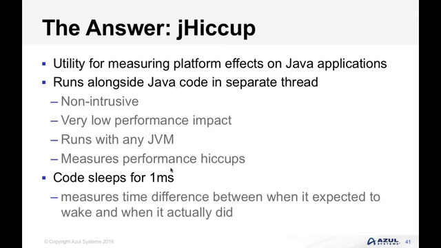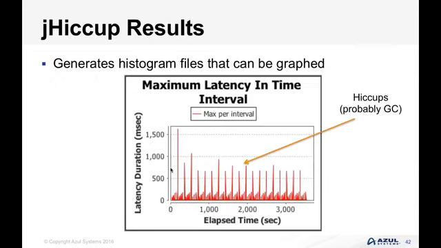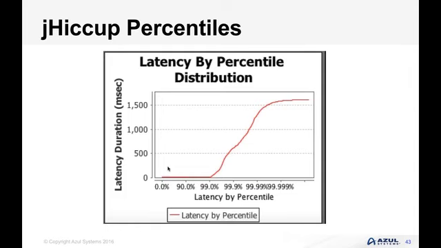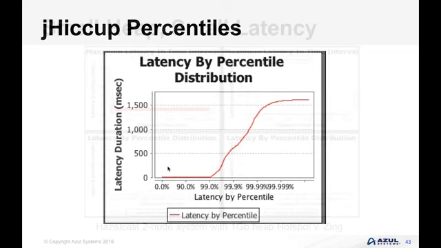If you had a garbage collection pause that had kicked in whilst it was asleep, the time that it woke up would be a lot later than it was expecting to wake up. What we can then do is create histograms and graph those to show where the hiccups are happening with your application. Not the application code, this is everything below it. So we can see a graph here where we're seeing spikes in our latency, which are probably garbage collection happening. And then we can also graph that by percentile so that we can see, in terms of our SLAs, whether we're matching the latency we need within a given percentile.